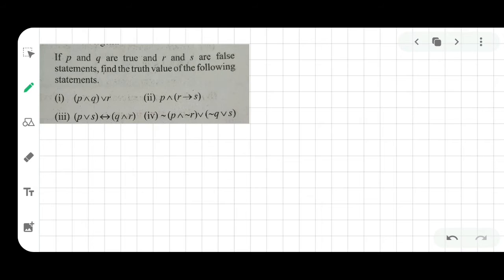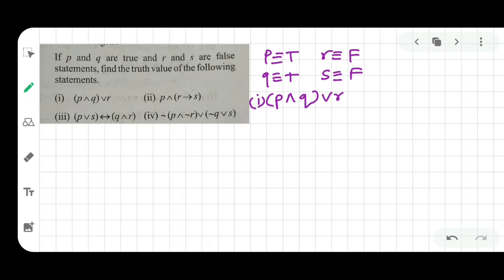Now it's the fifth question we are solving. P is true, Q is true, R is false, and S is false. So we are supposed to find the truth values of different things. Let's take the first one. We want to find the truth value of P and Q or R. Okay, so I hope you have read the question, that's why I didn't read it for you.